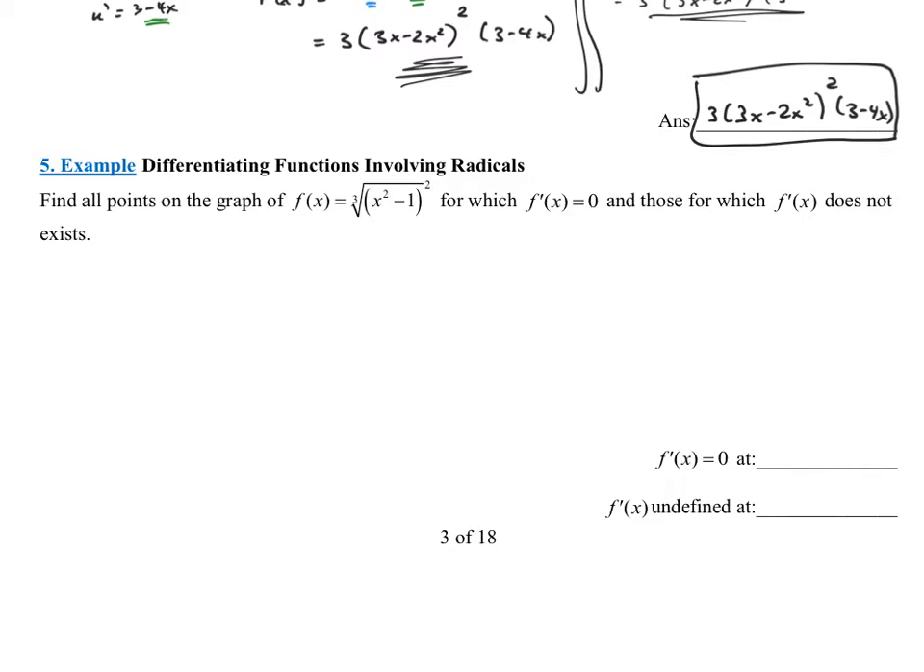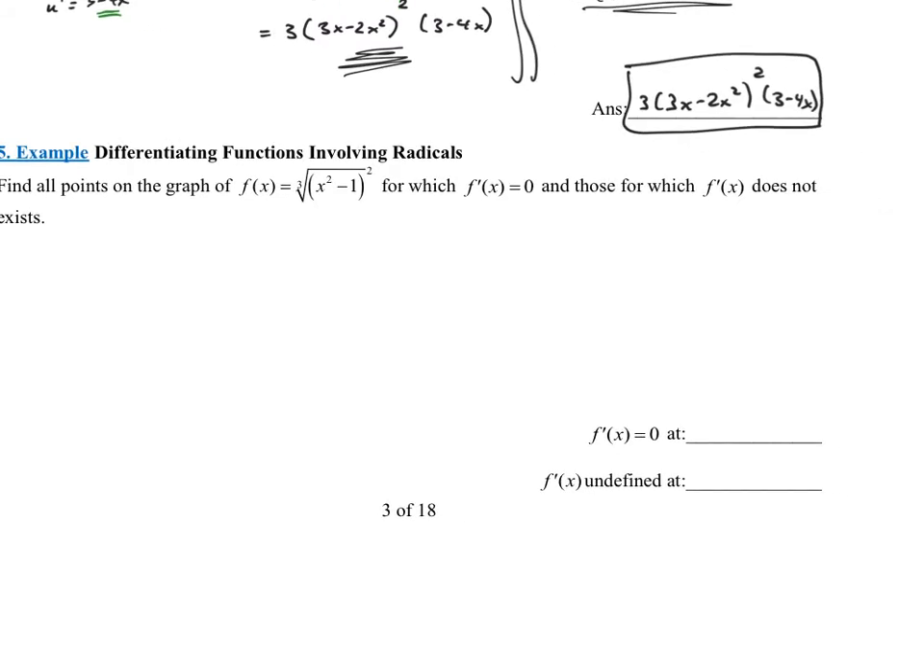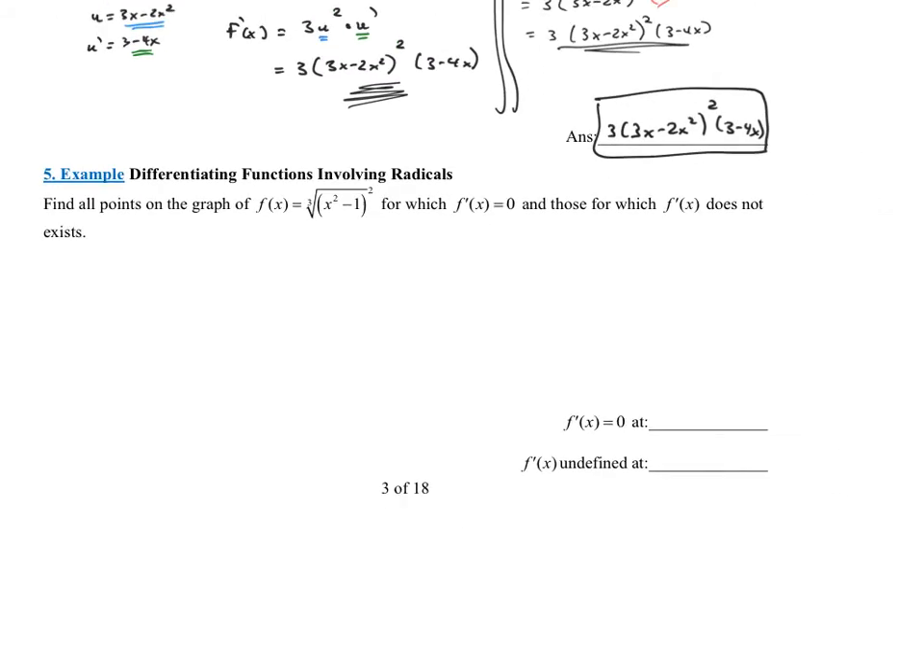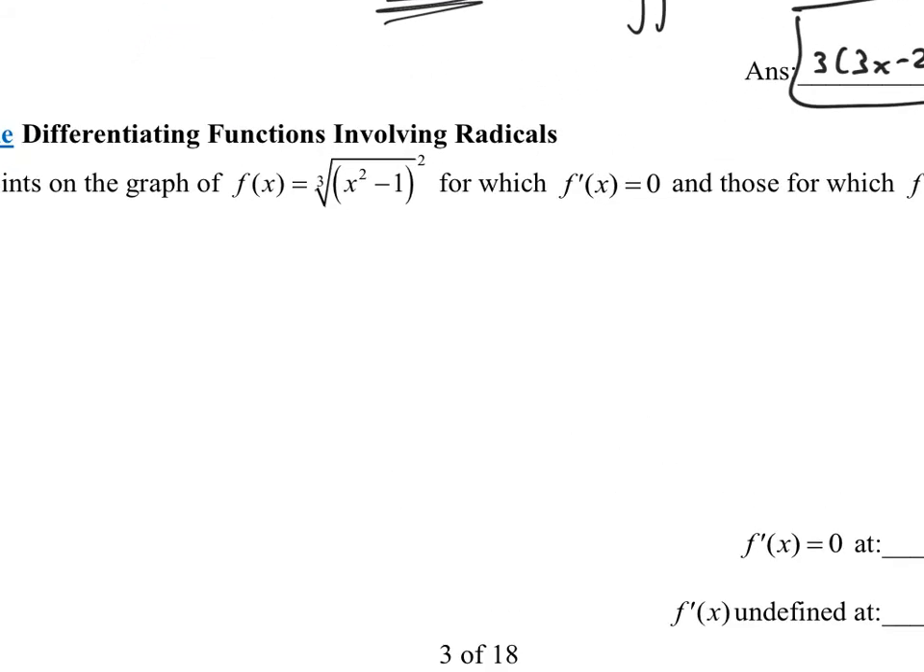Example 5 here says, find all points of the graph of f of x equals the cube root of x squared minus 1, quantity squared, for which f prime of x equals 0, and those for which f prime of x does not exist. Okay, so we got a lot of work to do here, but the first thing I want to do is I want to rewrite f of x as something raised to a power.